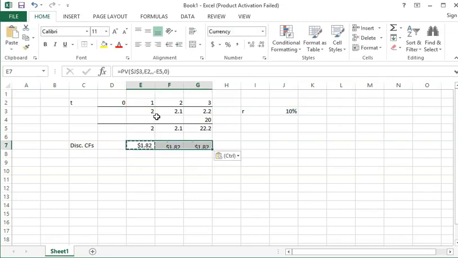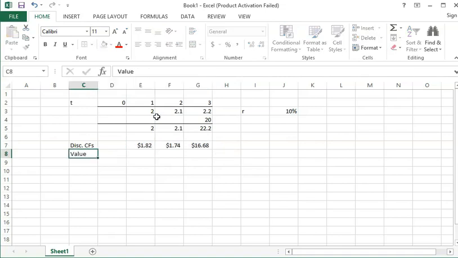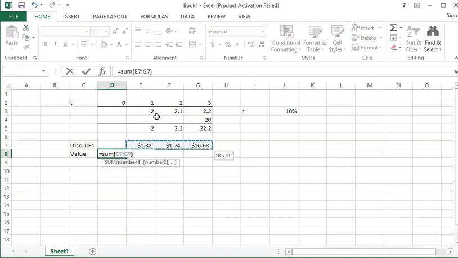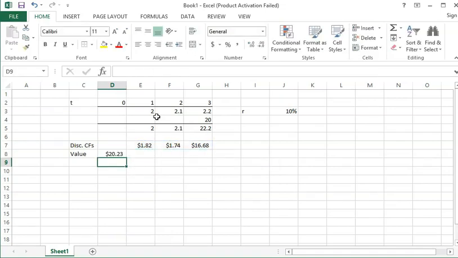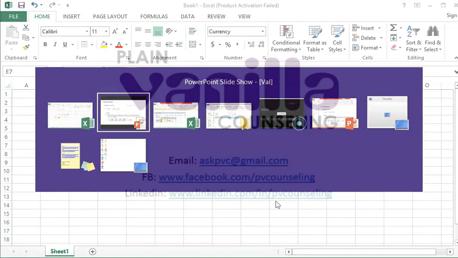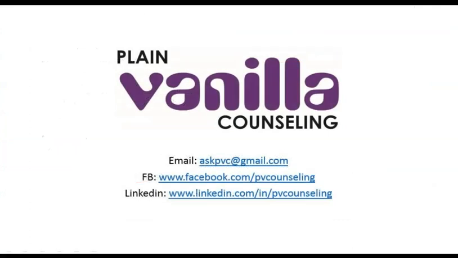You stretch the formula, and this will give you the value as at time 0. So all these are present values. When I sum up all the present values, it will give me the value as of today, which is 20.23. Any problems so far? Any problems? So let's move on.